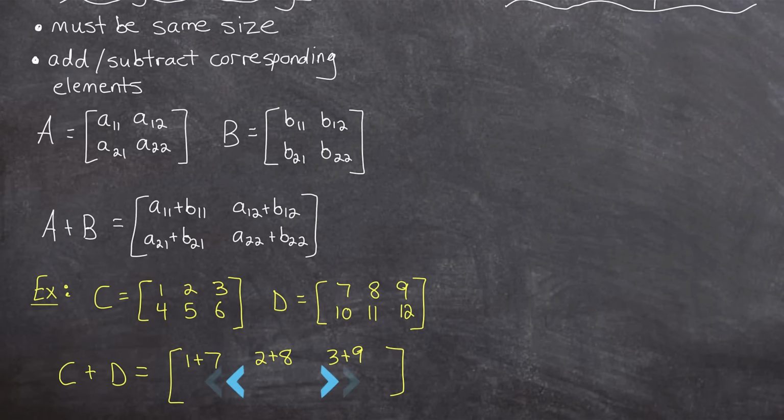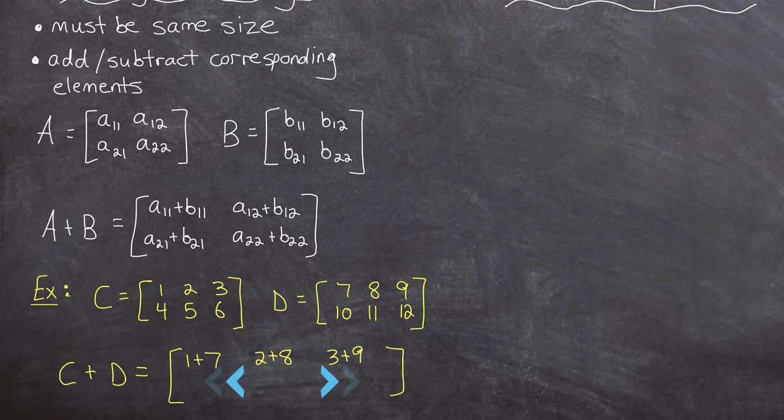So if we have some matrix, matrix A, I could multiply that matrix A by some scalar, I'll call that scalar K, to get the elements that go inside of that matrix. I would just multiply all of the elements of matrix A by the scalar K. Let's practice that with an example.